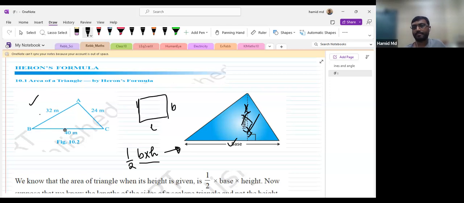We already have the base and we have to multiply it with half. But in this figure, we don't know the height. The height is not known. So how will we proceed? In this figure, we were knowing the base and height as well. But in the new situation, we don't know what the height is.